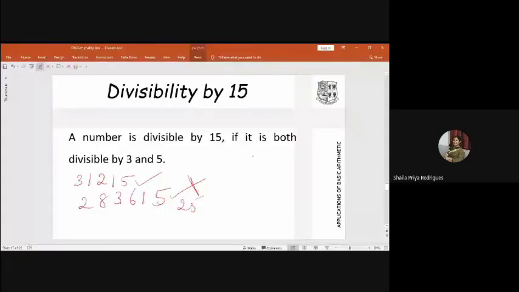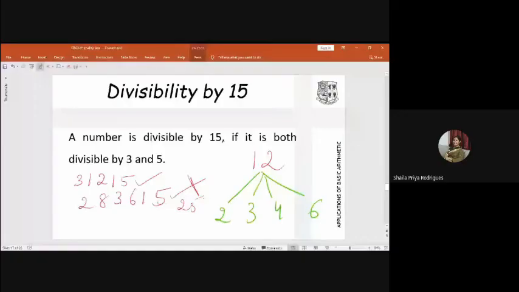No. But you had the number 12 in the last one. What are the factors of 12? You have 2, 3, 4, and 6, the factors other than 1 and 12 themselves. We used 3 and 4 because 3 times 4 gave us 12. But why didn't we use 2 and 6?